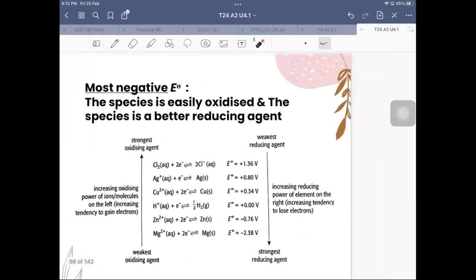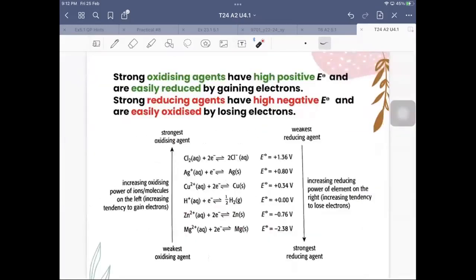Okay, so another way of looking at it is strong oxidizing agents have high positive E°, and therefore they are easily reduced by gaining electrons. It's true. Chlorine is easily reduced to chloride. Strong reducing agents, okay, which is the bottom right, have high negative E° and are easily oxidized by losing electrons. So magnesium loses electrons because it is most likely to be oxidized to Mg2+.